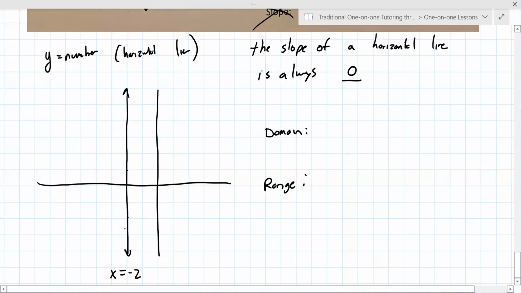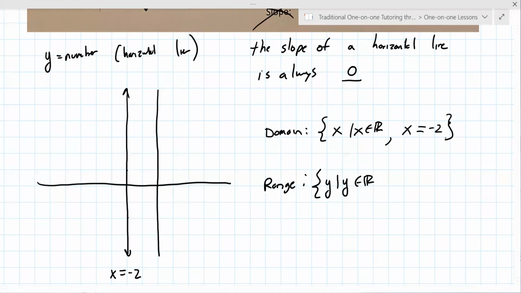At a minimum you should be able to write this part right here. You might even just do that. So the domain this time is limited. It can only be what x value? -2. So you have to say that x can only be -2. For the range, are there any restrictions on y? Are there any values that y cannot take on? No, so we're done.